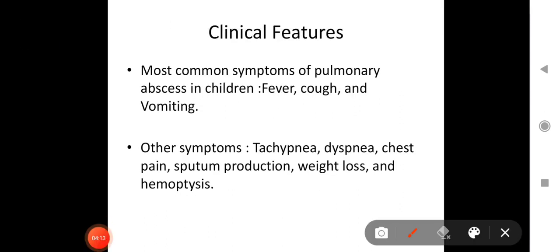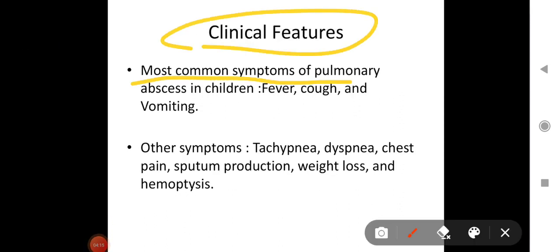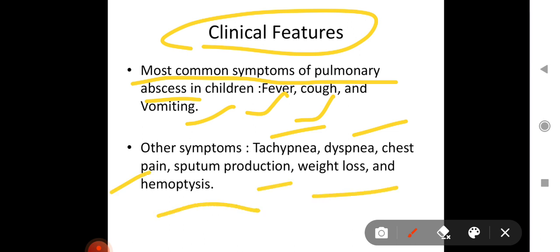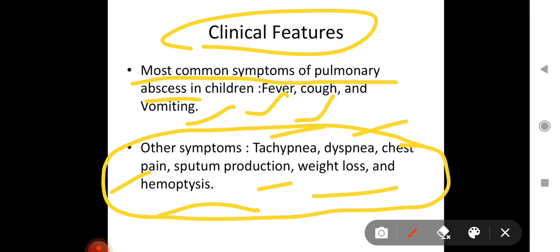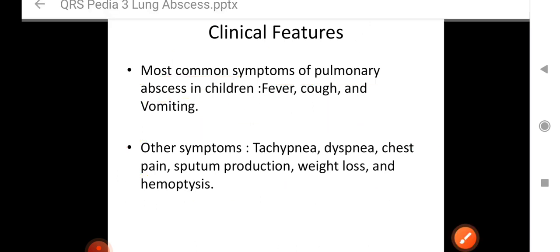Now, what are the common clinical features? The most common symptoms of pulmonary abscess in children are fever, cough and vomiting. So this can be asked in viva. Other symptoms may be tachypnea, dyspnea, chest pain, sputum production, expectoration, weight loss and hemoptysis. These can occur in any other lung pathology also, but commonly these three features are seen initially.